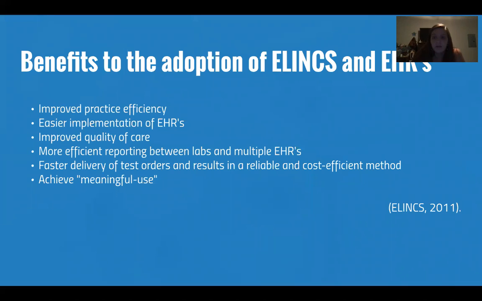Benefits to the adoption of ELINX in health records. It improves the patient or practice efficiency because it is a standard across all. It is easier implementation of electronic health record systems, improved quality of care because it allows for a uniformly recognized language, more efficient reporting between labs and multiple electronic health record systems, once again, because it's got that uniformly recognized language, faster delivery of test orders and results in a reliable and cost-efficient method, and it achieves meaningful use.